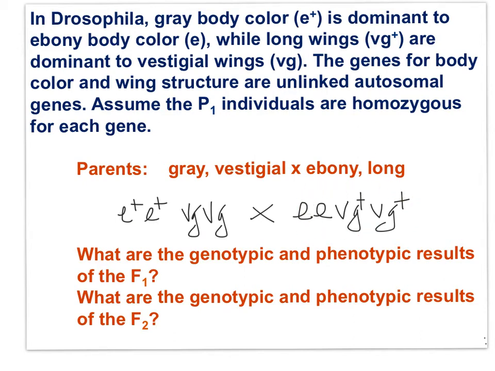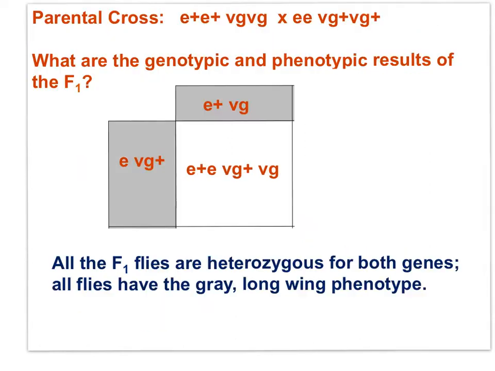In other words, both parents are pure breeding, and we're going to work through the F1 and then to the F2, and it's the F2 that is the dihybrid cross. So here is the parental cross. Here's the gray vestigial wing parent crossed with the ebony long wing parent.